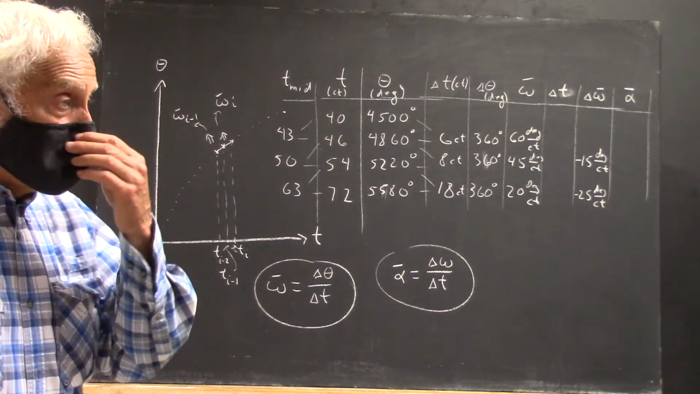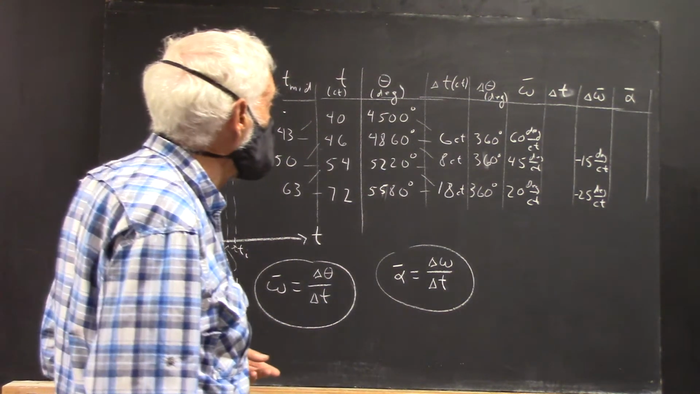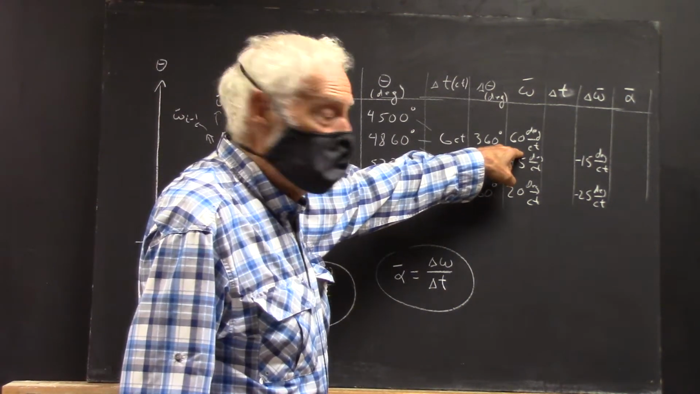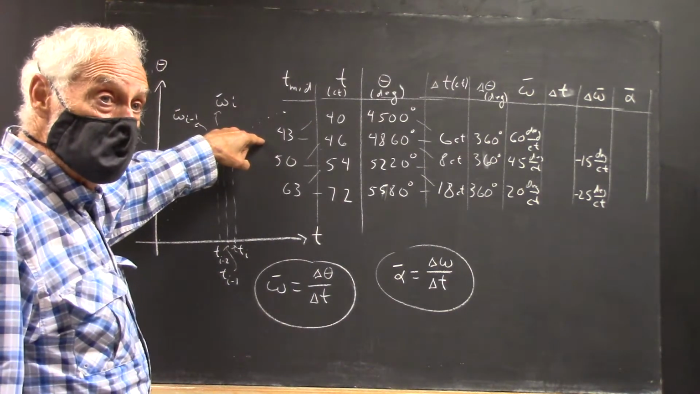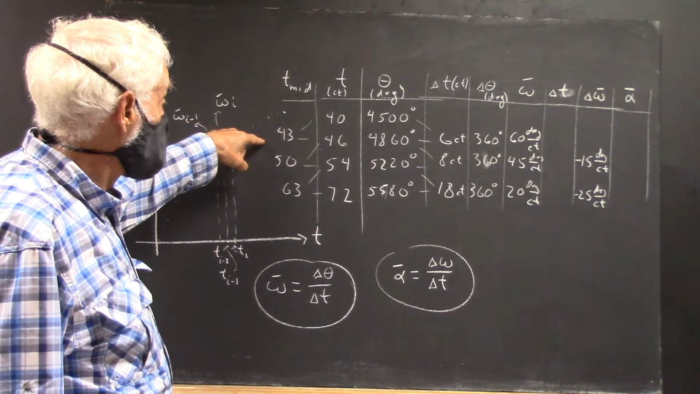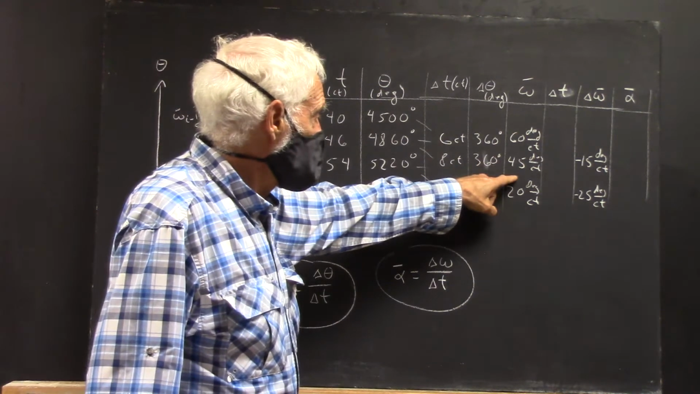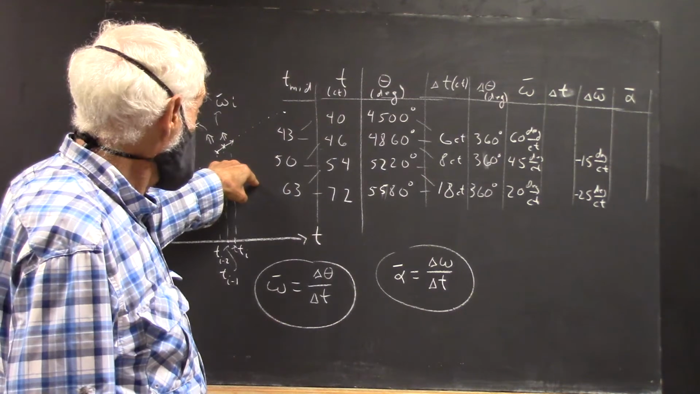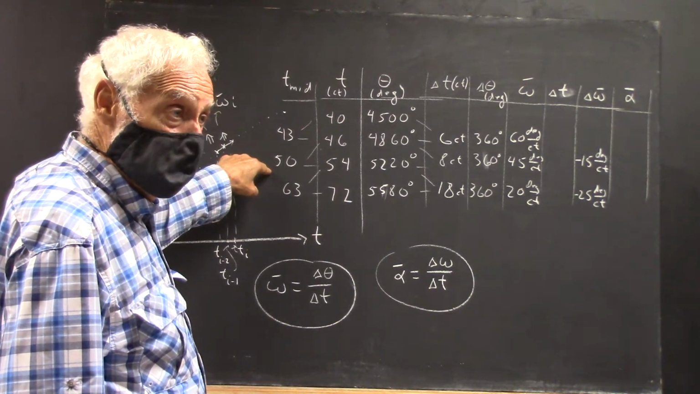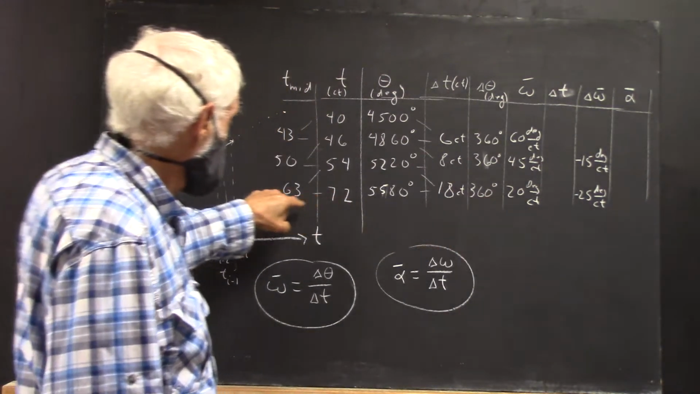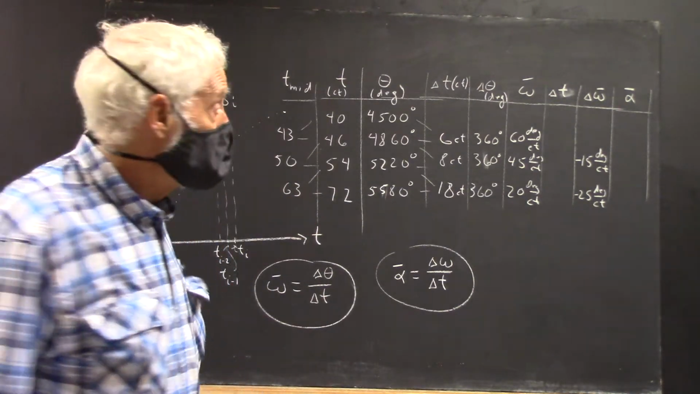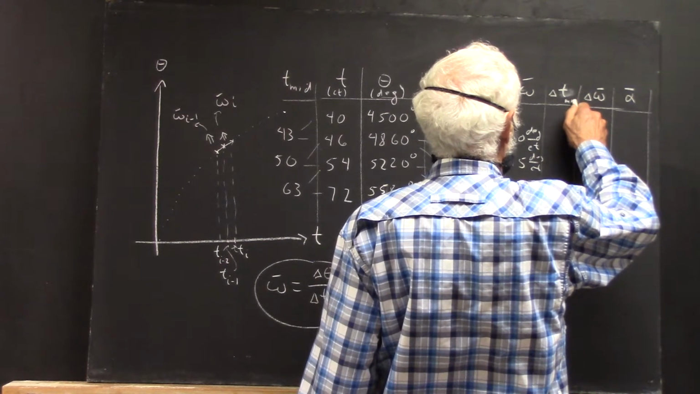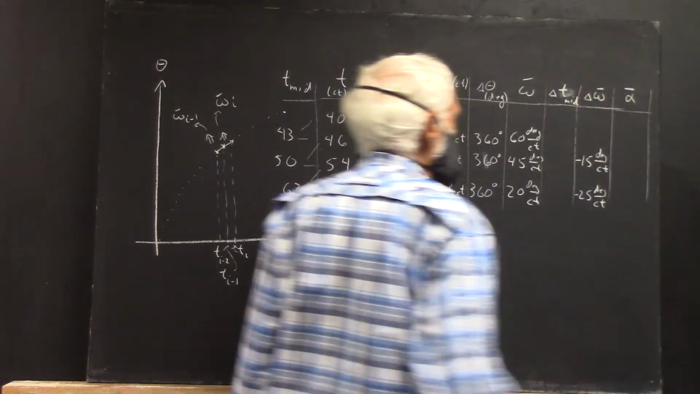Okay? So now we can say that we think that this 60 degrees per count occurred at about 43 seconds. And 45 degrees per count probably occurred about halfway between the 46 and 54, at 50 seconds, okay? And then 20 degrees per count at about 63 seconds. So I'm going to change this delta t to delta t mid.